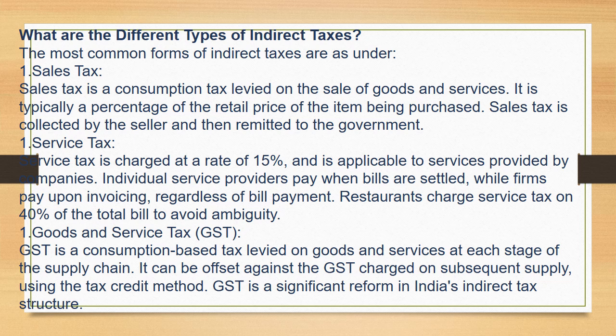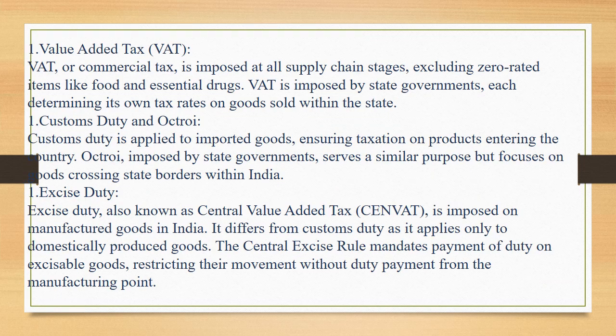Sales tax. We know the sales tax, the consumption tax levied on the sale of goods and services. Service tax is charged at the rate of 15% and is applicable to services provided by the company. Then GST. We know we have paid it in many hotels. GST is a consumption-based tax levied on goods and services at each stage of the chain. Then value added tax. VAT is a commercial tax imposed at all supply chain stages, excluding zero-rated items like food, essential drugs, and custom duty.